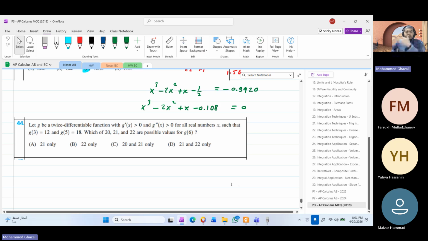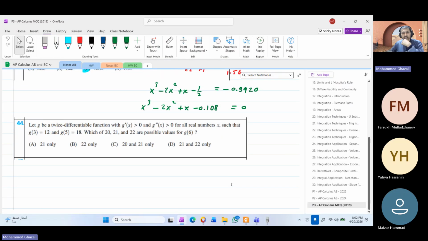Let G be a twice differentiable function. In other words, you're finding the first derivative and the second derivative for all real numbers x, such that G of 3 is equal to 12, and G of 5 is equal to 18. Which of 20, 21, and 22 are possible values for G of 6?